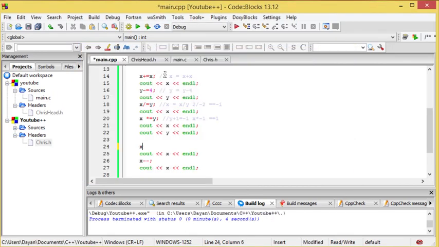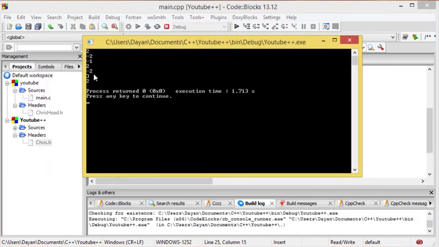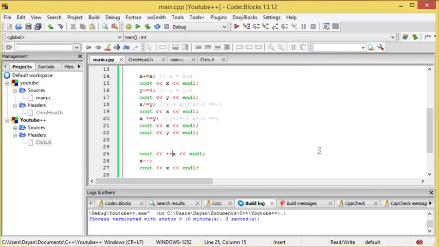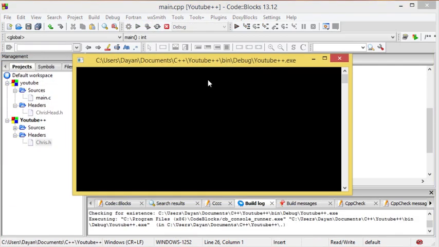Now, another way of doing this is by incrementing before the value of x. So if you put x plus plus before the x, it will add it up to 3. If you do it after the x, it will then do it on the next time x is mentioned.